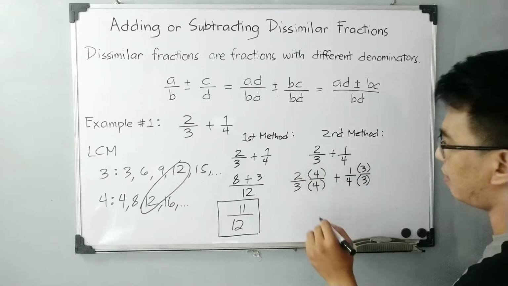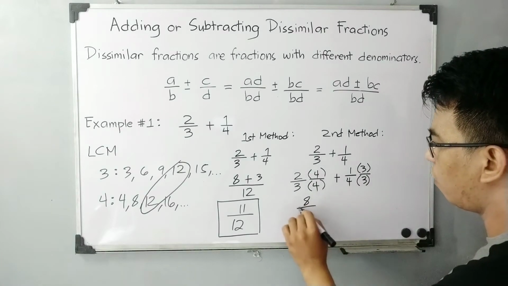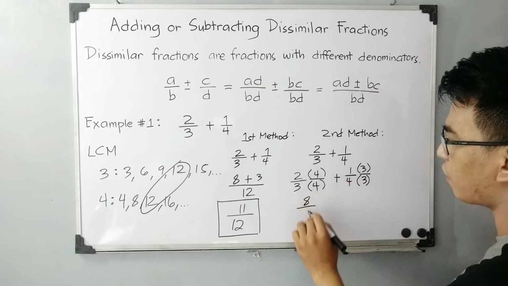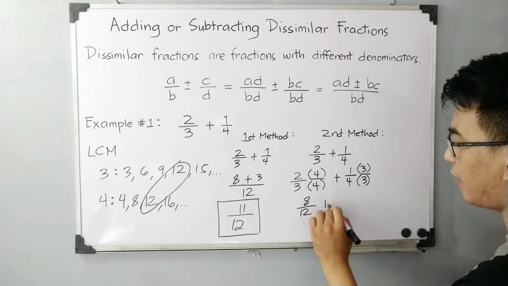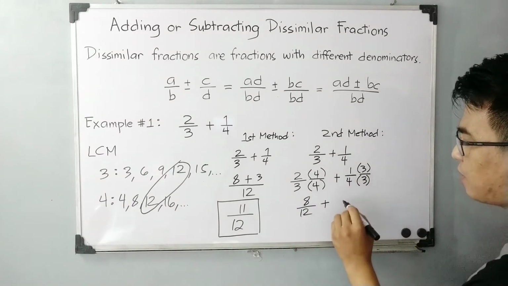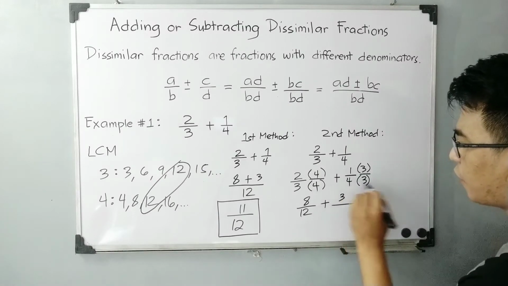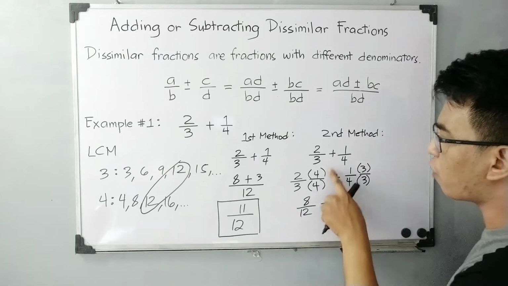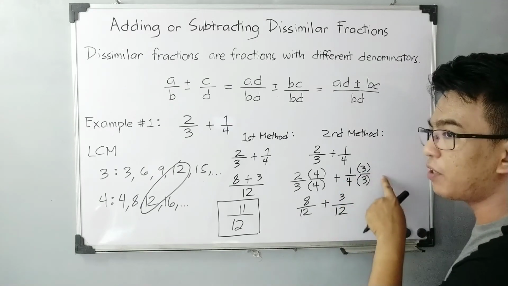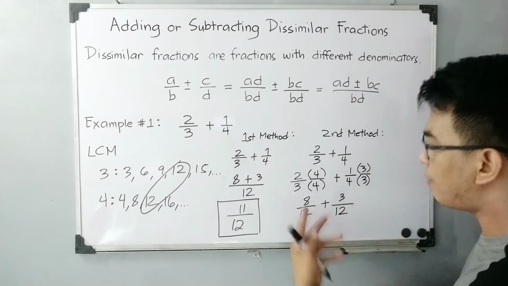And multiplying these numbers, 2 times 4, that is 8, over 3 times 4, that will give you the answer of 12. Plus, for the other fraction, 1 times 3, that is 3, over 4 times 3, that will give you the answer of 12. As you can see, multiplying 4 over 4 and 3 over 3, it gives us this similar fractions.